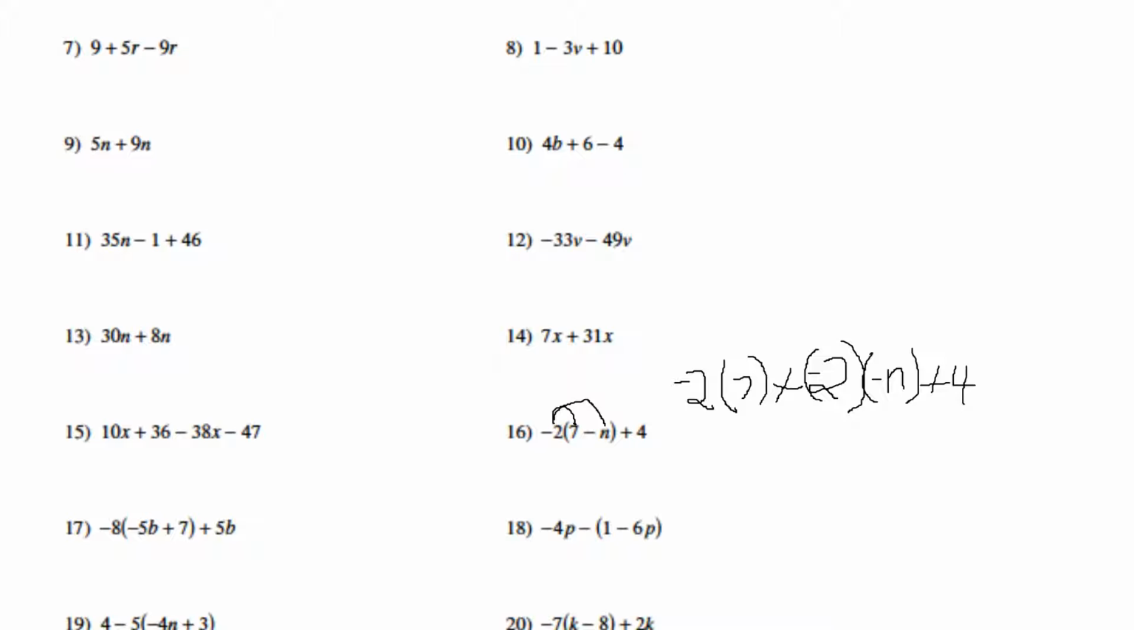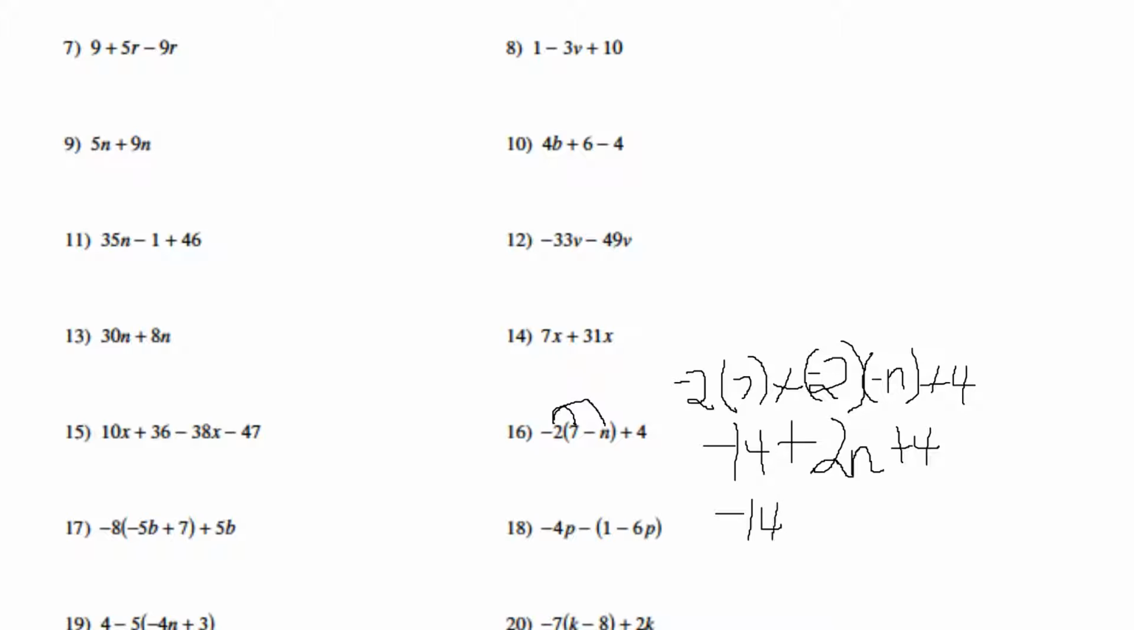So -2 times 7 gives us the -14 plus a -2 times a -n. What do we get when we have a negative times a negative? We get a positive. So we've got our plus 2n, and we're simply going to bring this guy down, plus 4. Now we can use our commutative property to bring this plus 4 over here next to this -14.